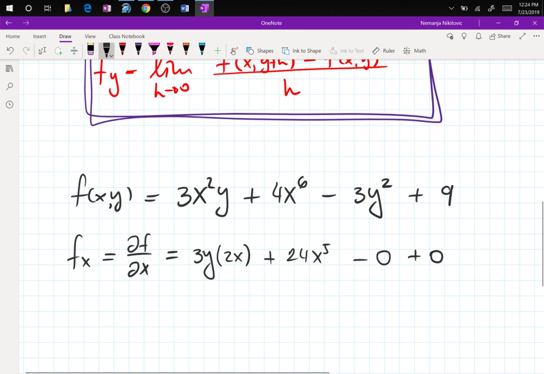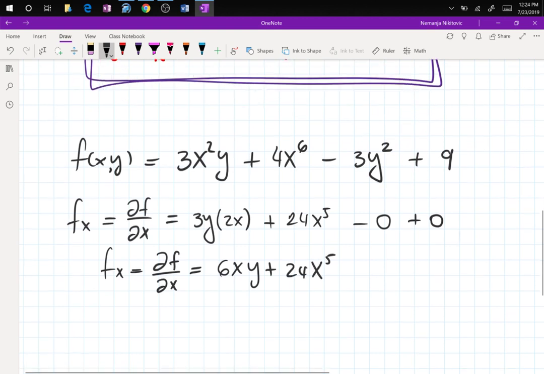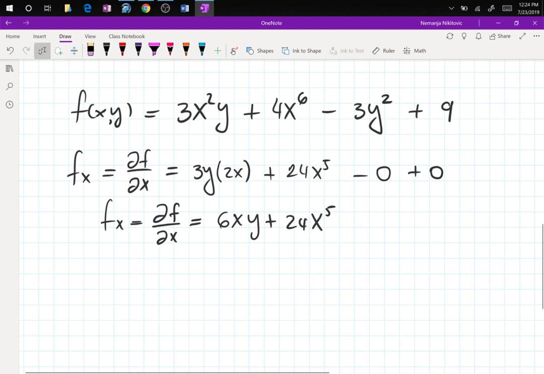And in some cases you get to copy it, and in some cases the derivative of it is 0, because this whole term is a constant term, because we are taking the derivative with respect to x. So finally, f_x, which is partial f partial x, is given to us as 6xy plus 24x to the 5, and that's the end of the story. So this is our partial derivative of the function with respect to x.